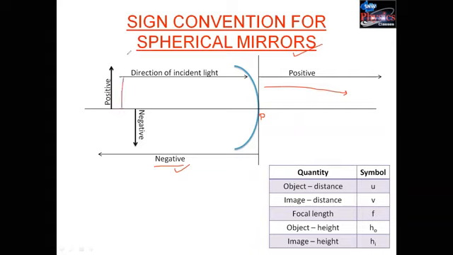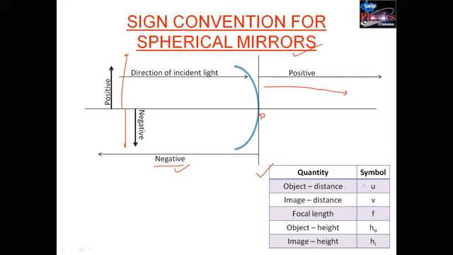The distance upward from the principal axis, ठीक है, principal axis के ऊपर के distance को हम लोगों ने positive consider करना है. And the distance below the principal axis is considered to be negative. Okay, here we have some signs and symbols.